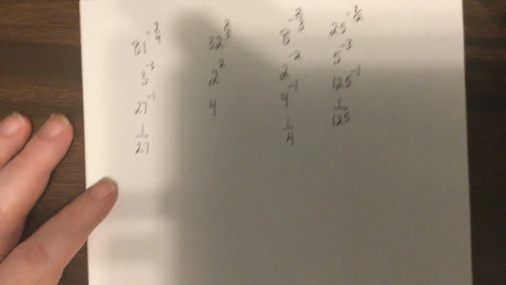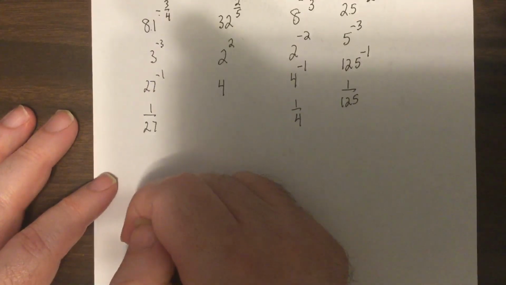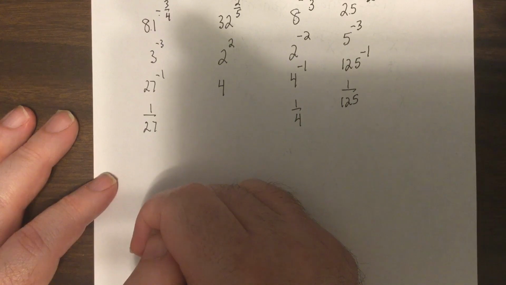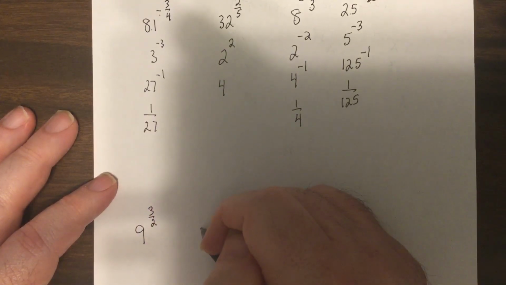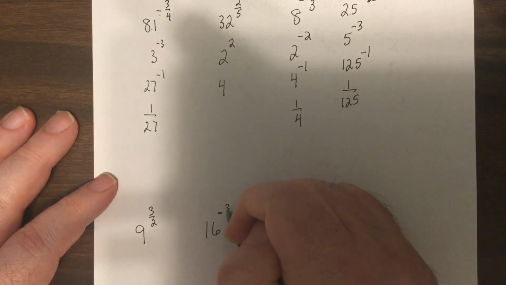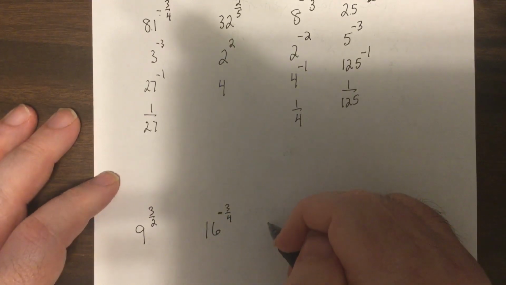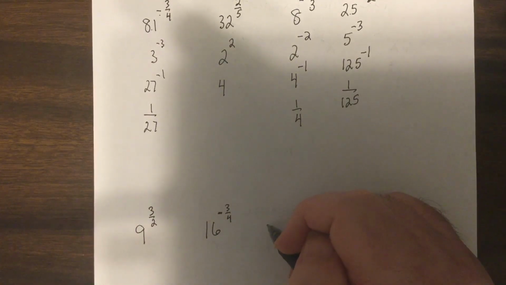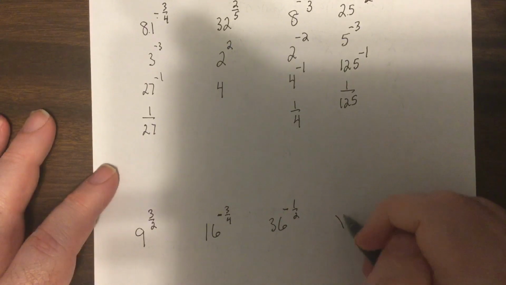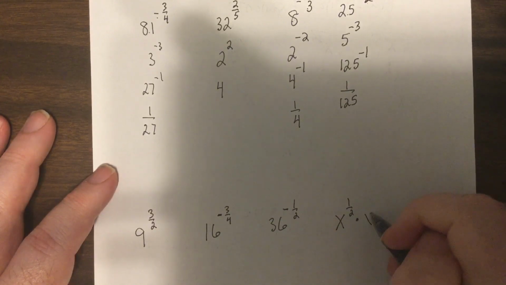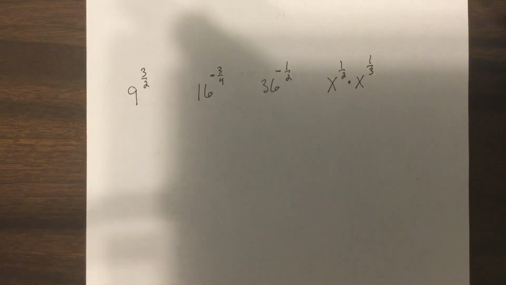Ooh. Try just a couple for me, please. Just a couple. Do, let's see, 9 to the 3/2. Do 16 to the negative 3/4. Do 36 to the negative 1/2. And do x to the half times x to the third. Freeze the video, do those 4 for me, and then turn me back on.